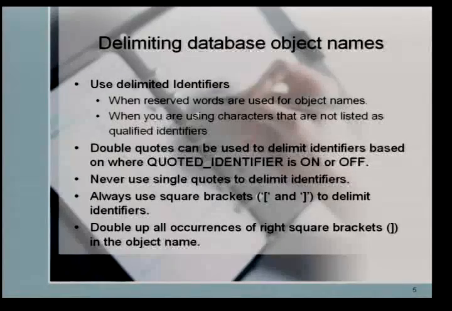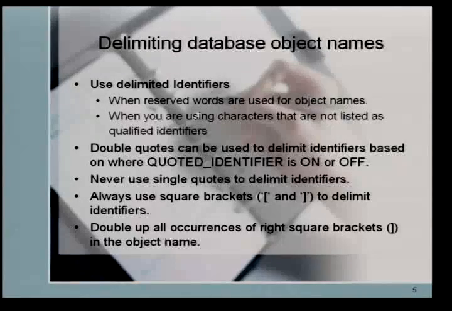In SQL Server, you can either use double quotes or you can use square brackets to delimit these. But the problem with double quotes is it's dependent on a connection-based setting called quoted identifier. If this setting is on, then you can use double quotes. But if the setting is off, then you cannot use it. That's why you can't rely on this in all the cases. And never use single quotes to delimit SQL object names. Always use square brackets.